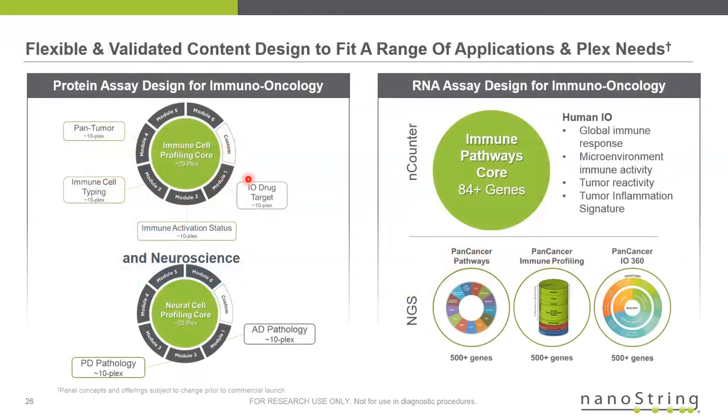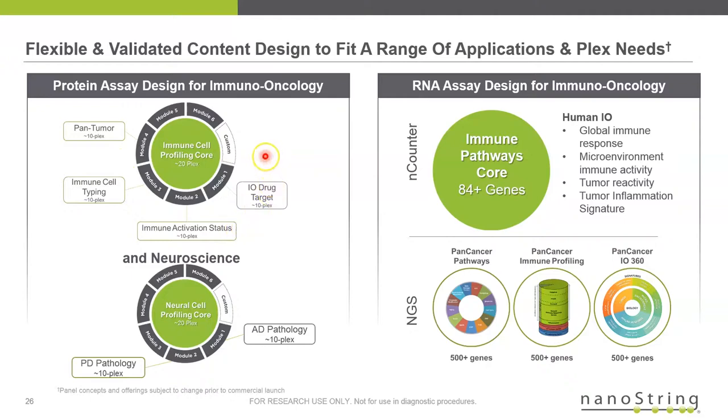In terms of the content, the numbers of analytes that we can measure, on the protein side, the way that we've designed this content is we focus on creating a core module, and that core module has all the negative control and positive control antibodies that you need to determine background, to normalize the data. But it also has a lot of the common markers that you'd expect to see, CD45, CD3, CD8, and so forth. That's a required core to run it, but then you can add different modules depending on the biology you're interested in. We have a pan-tumor module, an immune cell typing module, an IO drug target, immune activation status, and we continue to expand the catalog of available modules.